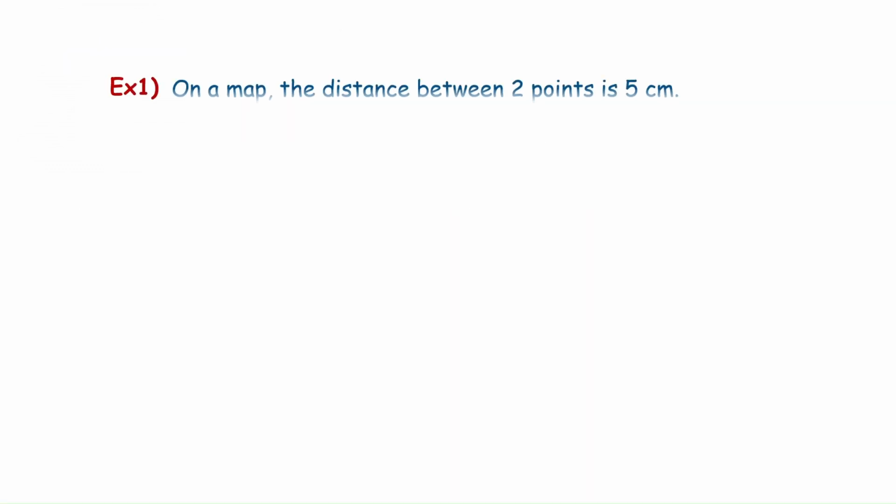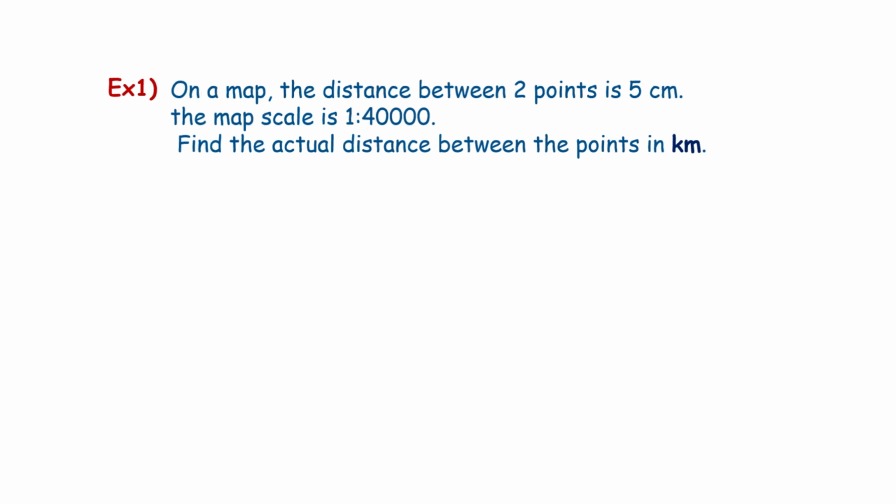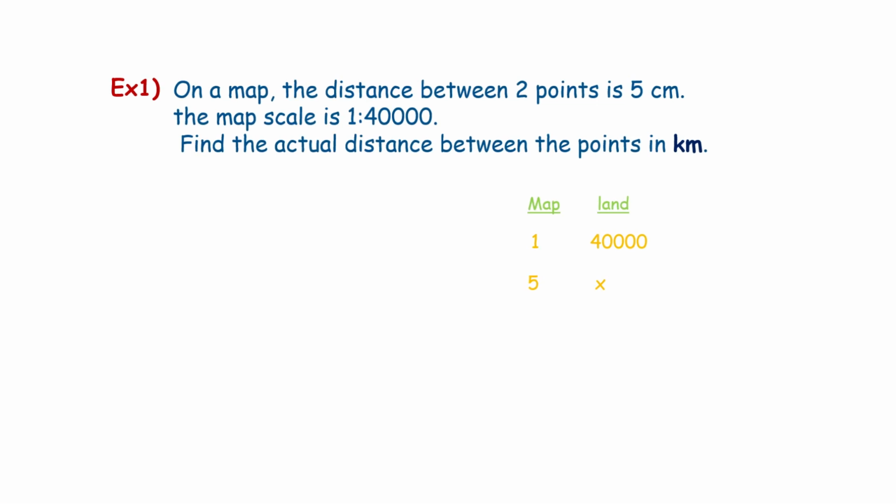Now, let's take the first example. On a map, the distance between 2 points is 5 centimeters. The map scale is 1 to 40,000. Find the actual distance between the points in kilometers. We start by arranging the data we have, starting with map, then land or actual distance. Then we put the ratio, which is 1 centimeter on map leads to 40,000 centimeters on the land. Now, because we have 5 centimeters distance between the 2 points on the map, we're going to put 5 under the map section. Then we put x to be found using the cross multiplication.